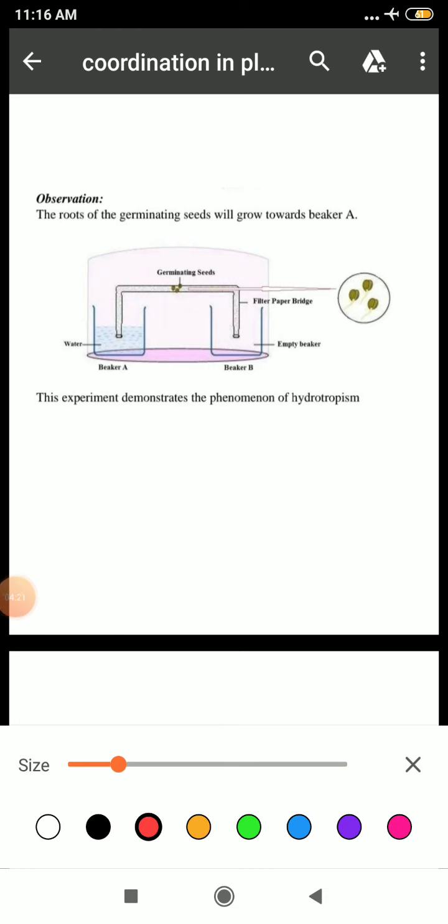After a week, what will we observe? We will observe that the roots of the germinating seeds will grow towards beaker A. Why? Because beaker A contains water and beaker B doesn't contain any water. So that is why in this diagram we have seen that the roots are moving towards the direction of the water. Understood?